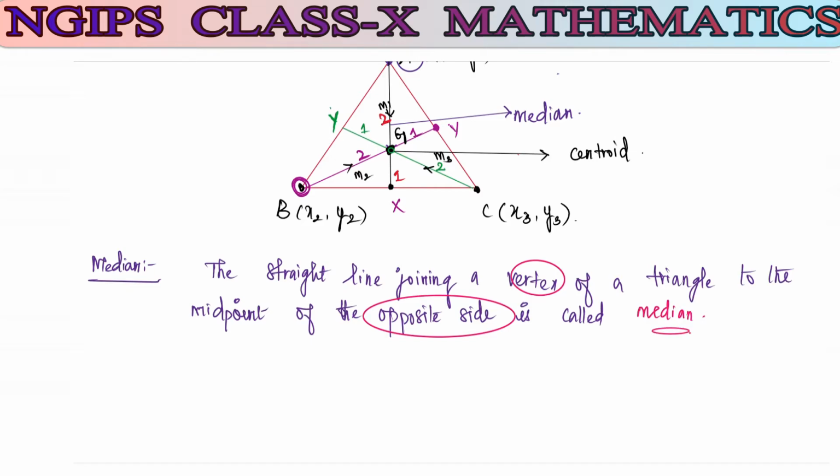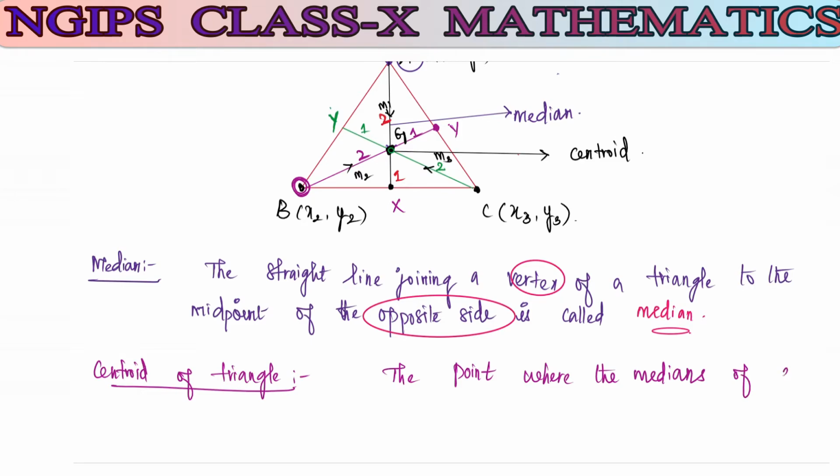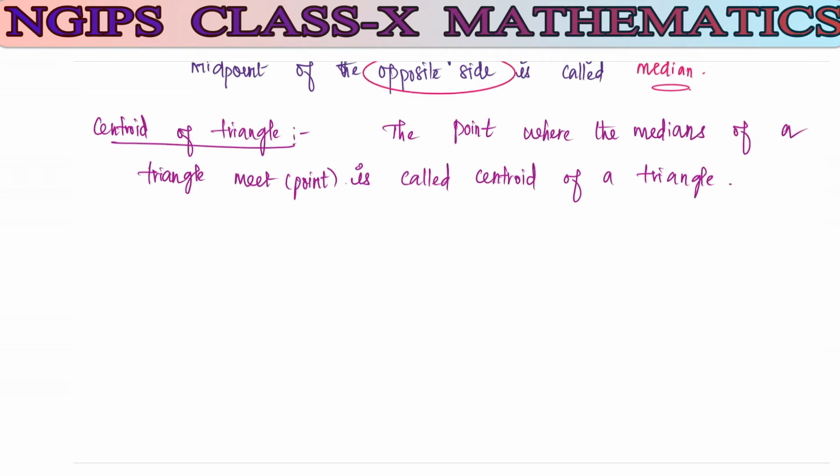Next here we have the centroid of a triangle. The centroid of a triangle is the point where the medians of a triangle meet. Okay, the point where the medians meet, that particular point we used to call the centroid of a triangle.